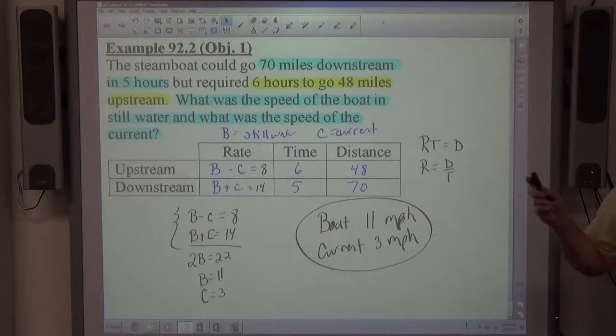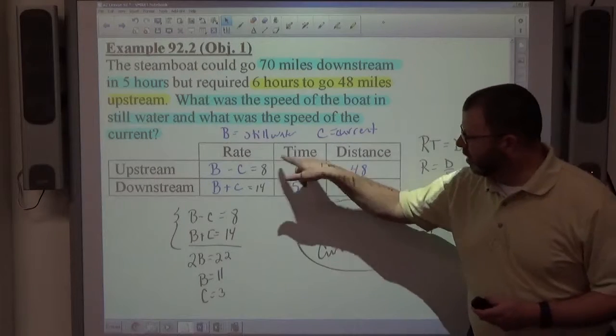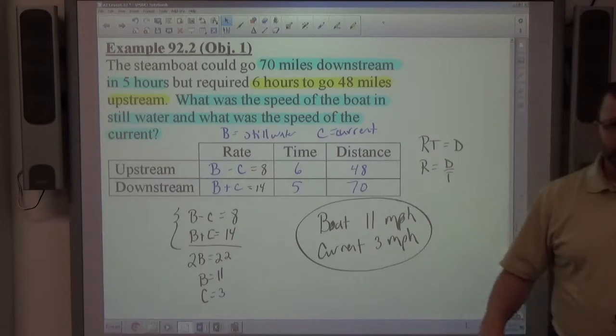So as a whole, when I'm doing boat and river problems, those are my favorite ones. I don't know the boat or the current, and they're the easiest ones to do. Because they have to tell you the times, they have to tell you the distances. And if they give you all this, then you can figure out the rates, and then you've got a really basic system of equations.